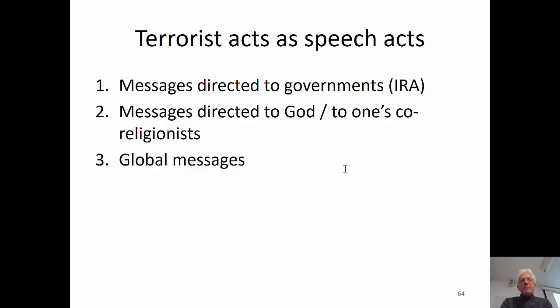Now, I said that the beginnings of a philosophical view of terrorism were in the theory of speech acts. So the idea was that a terrorist act is a speech act with violence attached. So the IRA bombs people in order to send a message to the British government. That's a speech act with bombs.